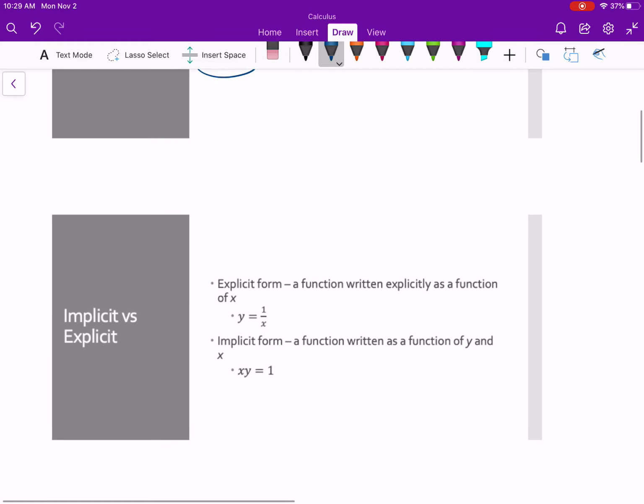So explicit or implicit form. We've been dealing mainly with explicit form, so it's a function written explicitly as a function of x. It's going to be y equals something, like y equals 1 over x. Implicit form is a function written as a function of y and x. It's not solved for y, or we might have y's all over the place, or x's all over the place. So xy equals 1. Notice that these two are the same equation. They just look different, explicit versus implicit.